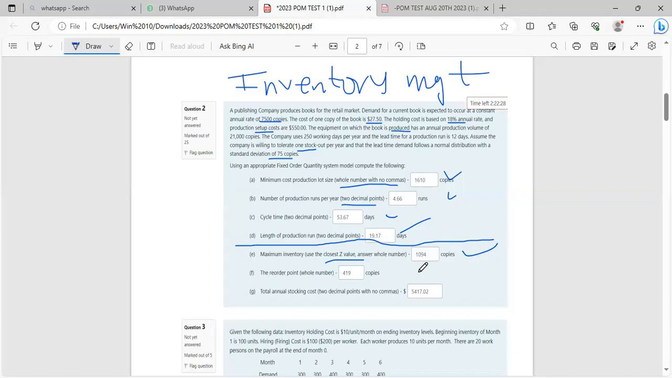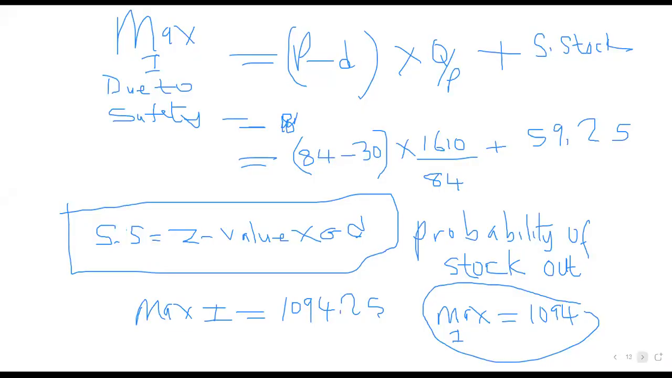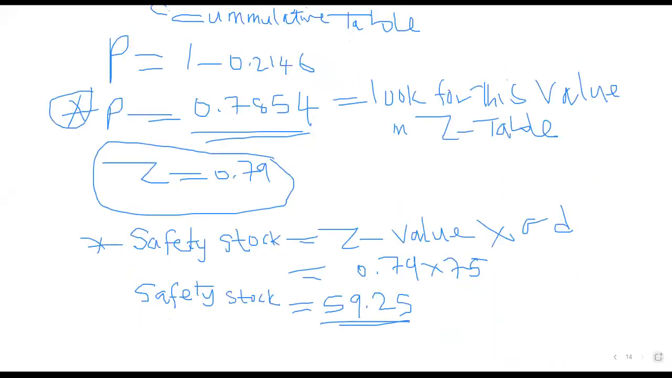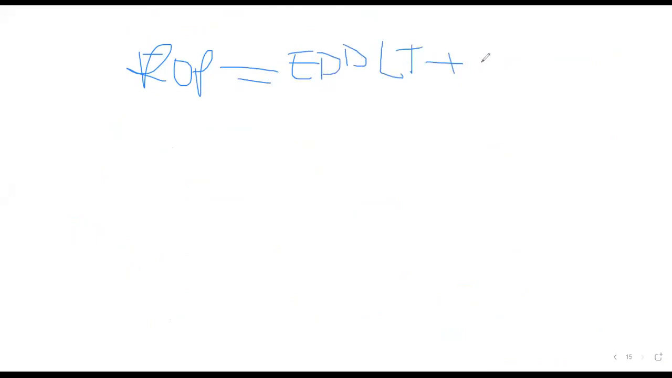All right. Then let's get into part F of this question 2, because this was a detailed question. So the reorder point: at what point are you going to order units of your commodity again? The reorder point is equal to the expected demand during our lead time, plus the safety stock. Safety stock we have already found as 59.25.